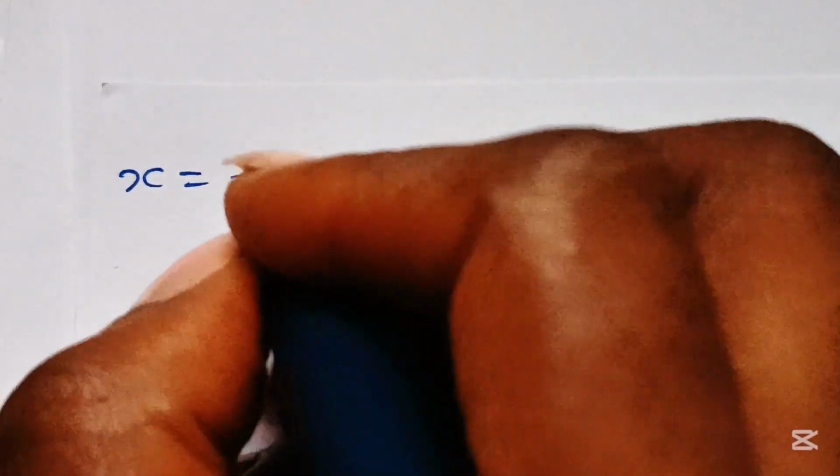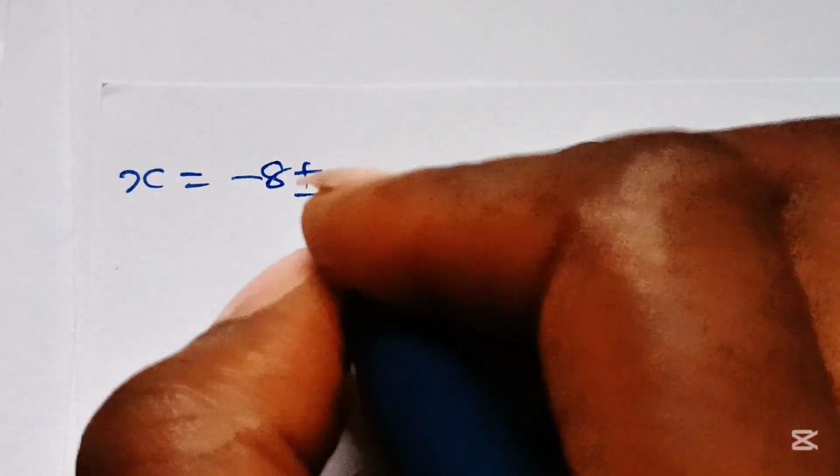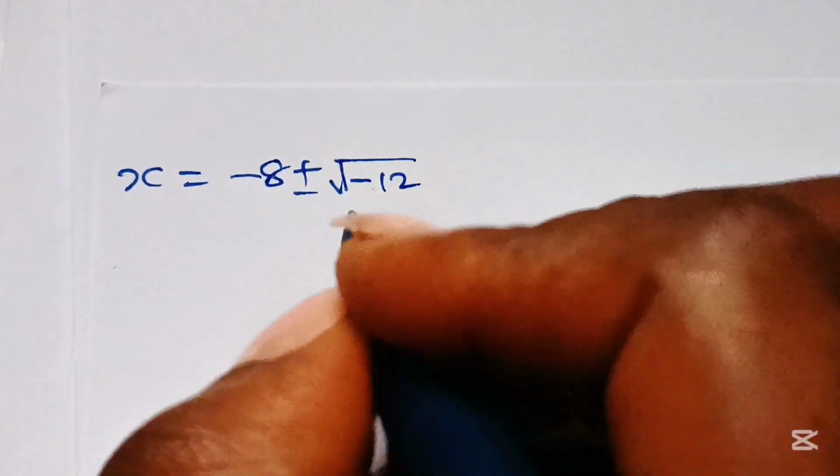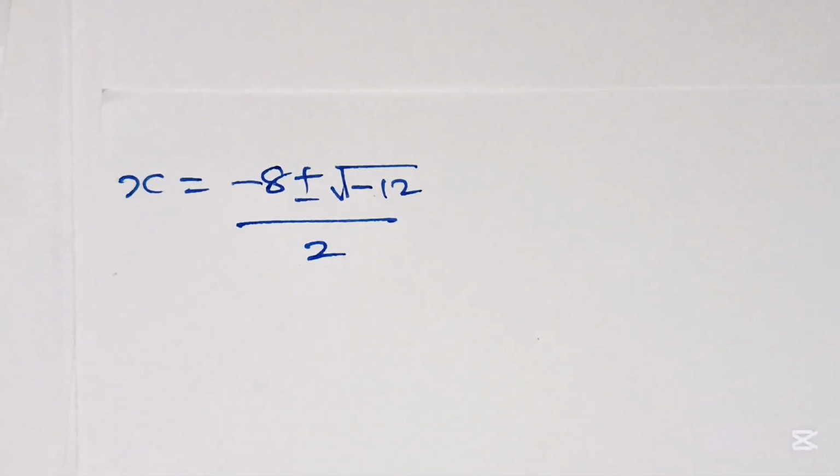Permit me to continue this from here. So I'll write what we have last. This is where we are, that x is equal to minus 8 plus or minus the square root of minus 12 divided by 2.